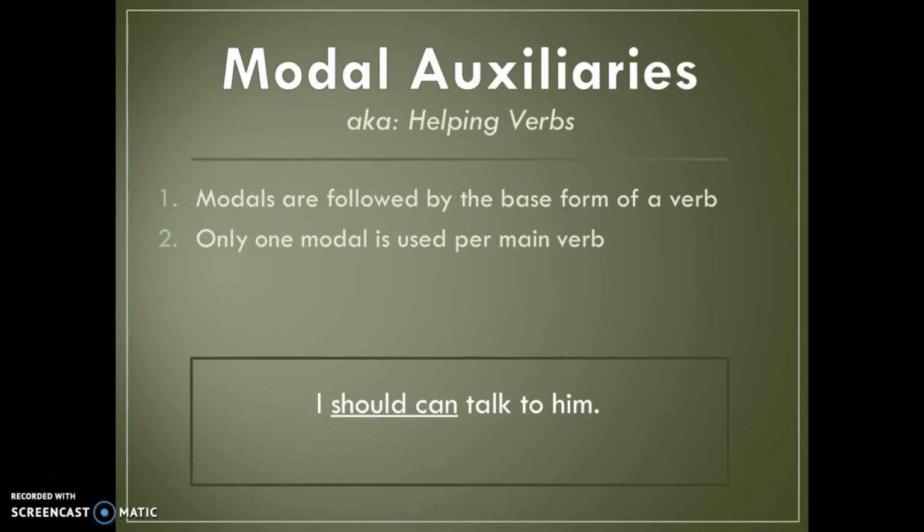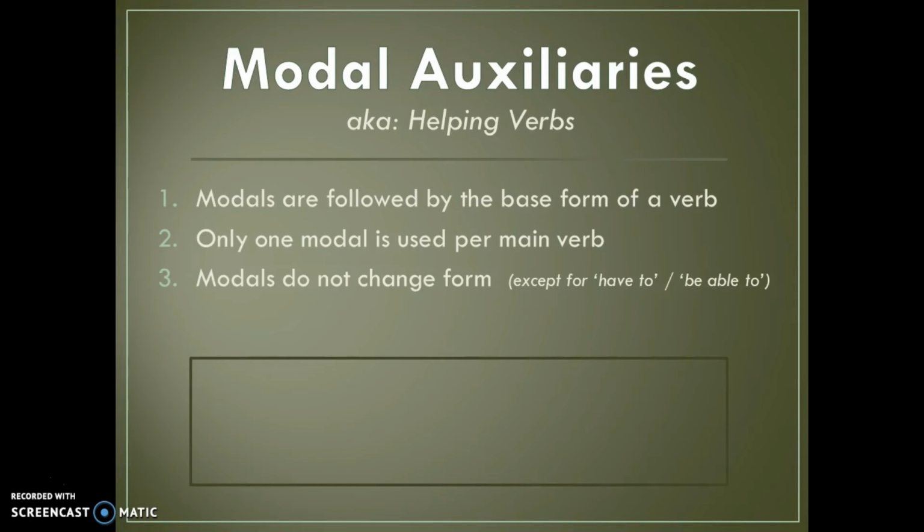So you can see, I should can talk to him is incorrect because we have 2 modals there, so we should eliminate one of them. Our third rule about modals is that modals do not change form, except for have to and be able to. You'll learn more about that in a different video, but it is important to know that these are the only 2 modals that can change their form based on whether they express present, past, or future tense.